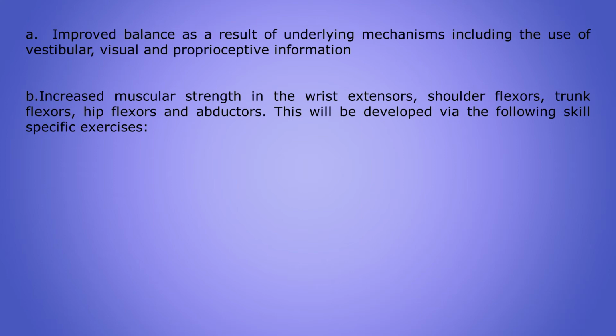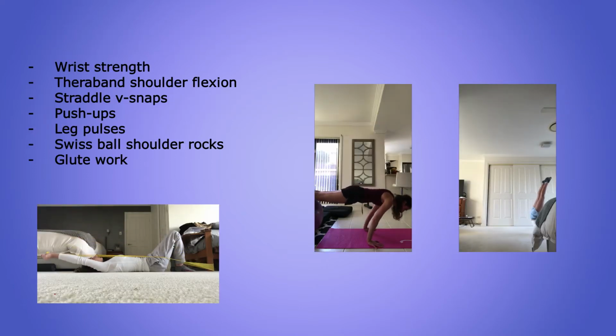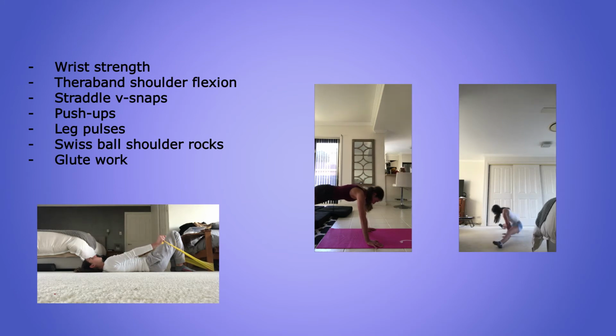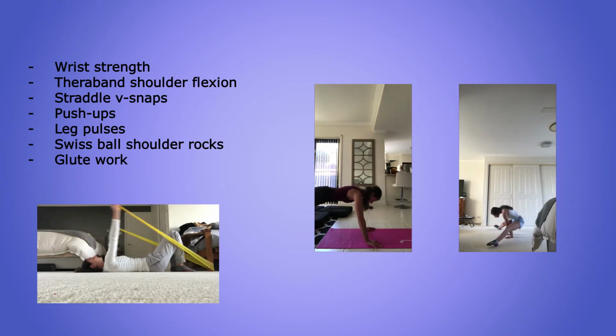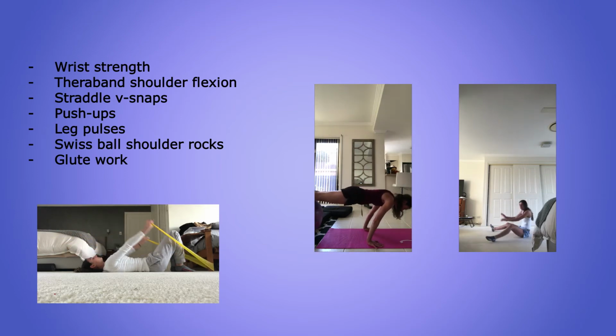Improved balance as a result of underlying mechanisms, including the use of vestibular, visual and proprioceptive information, increased muscular strength in the wrist extensors, shoulder flexors, trunk flexors, hip flexors and abductors amongst others. This will be developed via the following skill-specific exercises: wrist strengthening, TheraBand shoulder flexion, straddle V-snaps, push-ups, leg pulses, Swiss ball shoulder rocks, and glute space exercises.